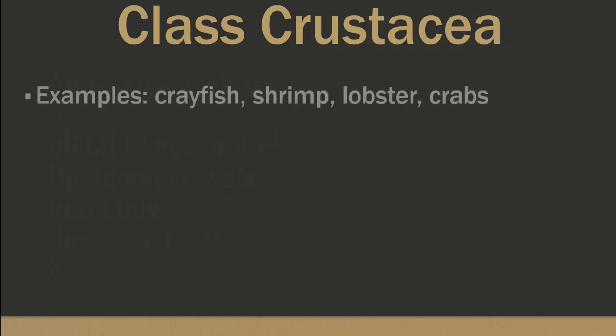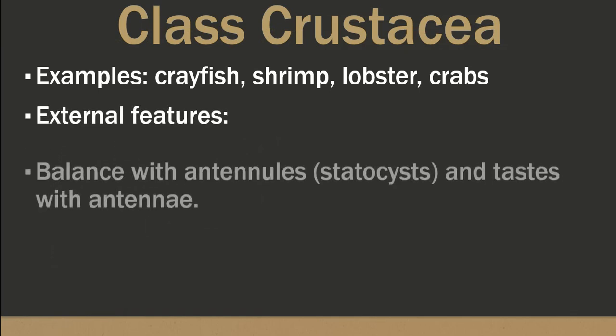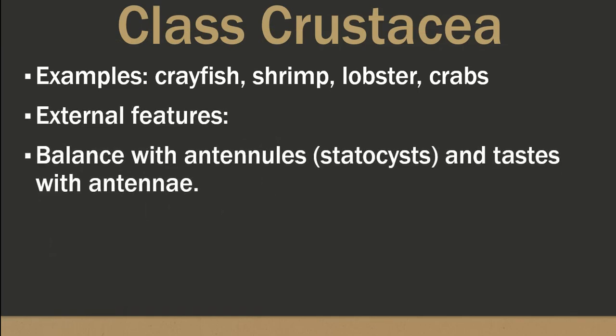Now we're looking specifically at class Crustacea. Our examples are going to be our crayfish or crawdad, shrimp, lobster, crabs, and we're going to be keying in on this one because we'll be dissecting a crawdad. The external features include they balance with antennules. They have this cool thing called a statocyst. I'll show you a picture in just a second. They use their antenna to help with their sense of taste.